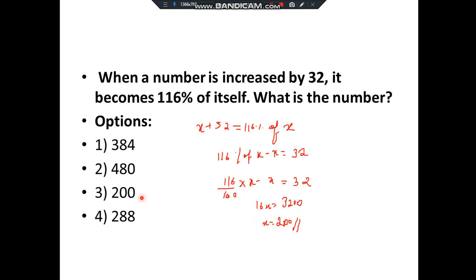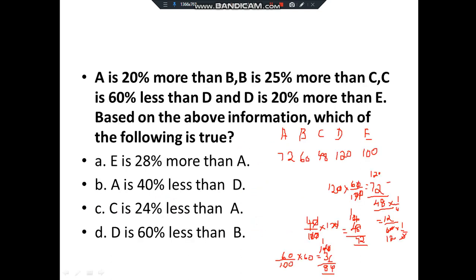Okay. Next question. See, the final question. I have given you the options because the question is like that. Try solving. A is 20% more than B. B is 25% more than C. C is 60% less than D. And D is 20% more than E. Based on the above information, which of the following is true? So see, after E we don't have any connection. So keep E as 100.